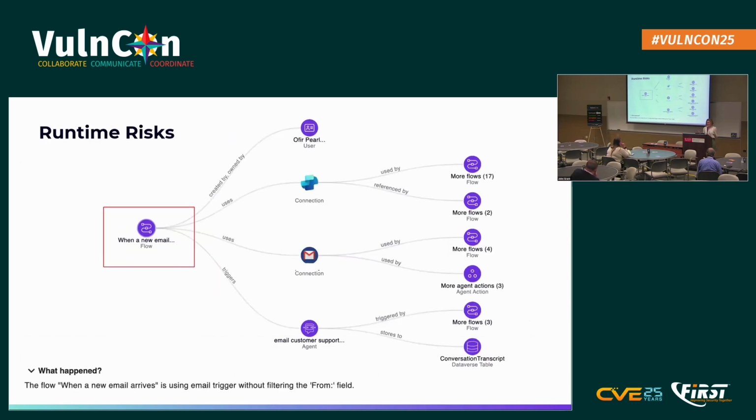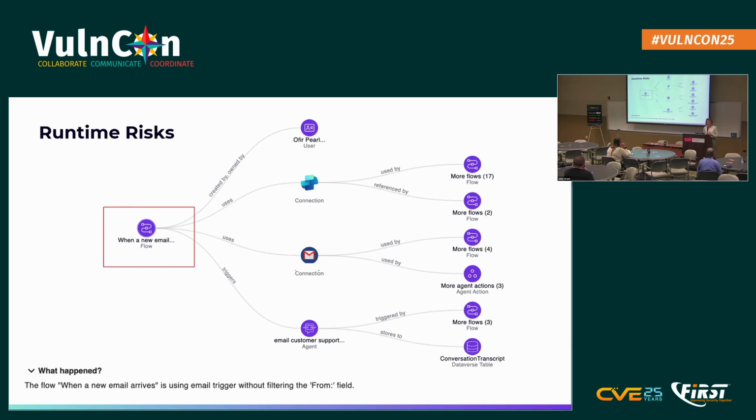So this last one here, this is our runtime risk. Again, we're talking about an agent. This is an email customer support agent. The cool thing about this one is that this is an autonomous agent, and you can see that because this bottom connector is a trigger. So this agent is going to be triggered to take action autonomously based off the flow that's been created back there, which is where our problem really arises.